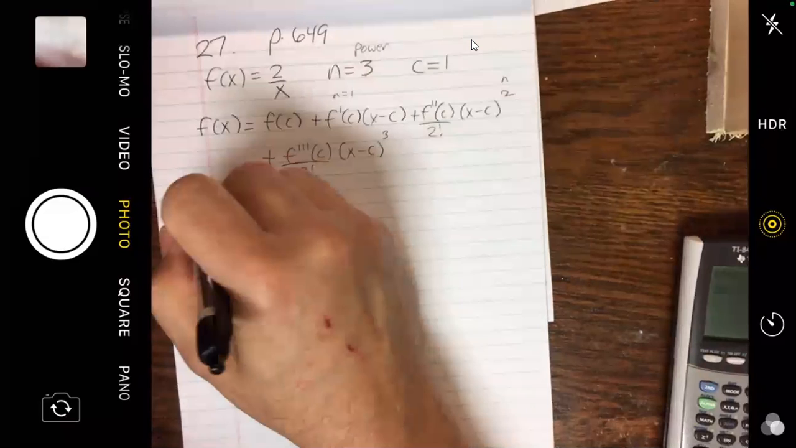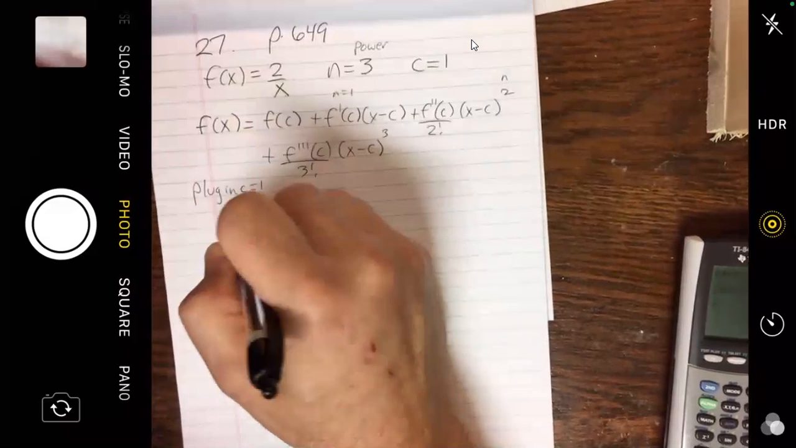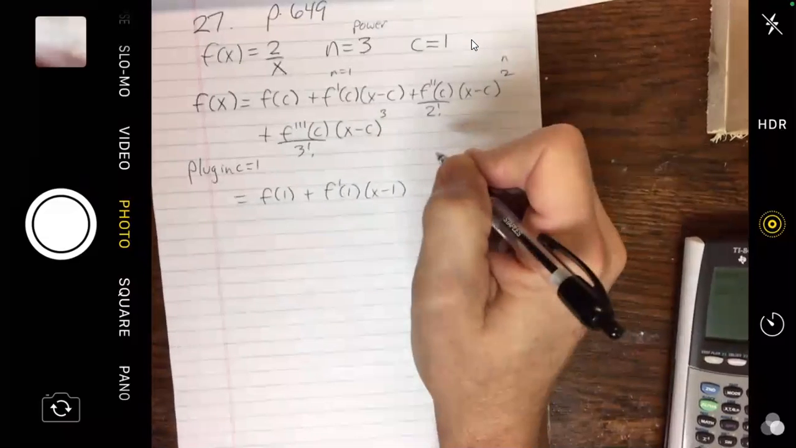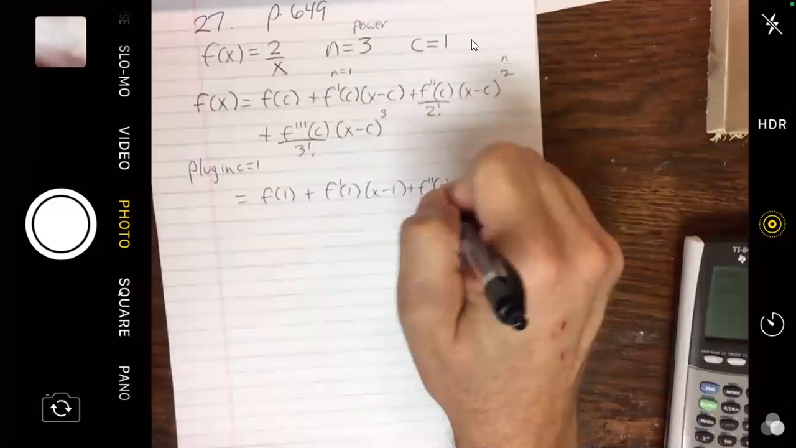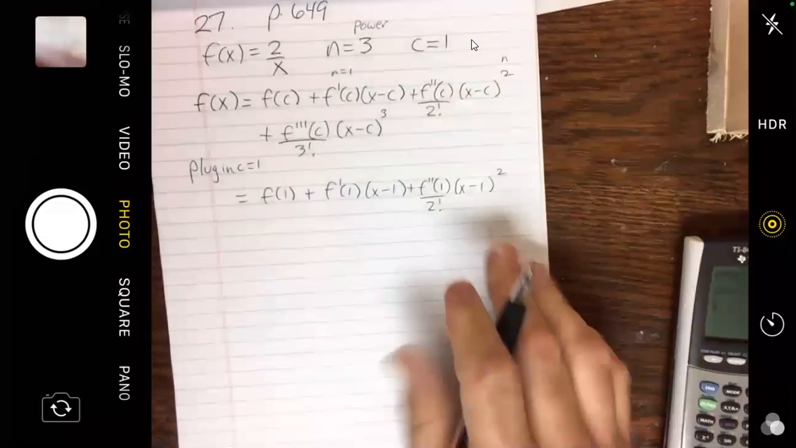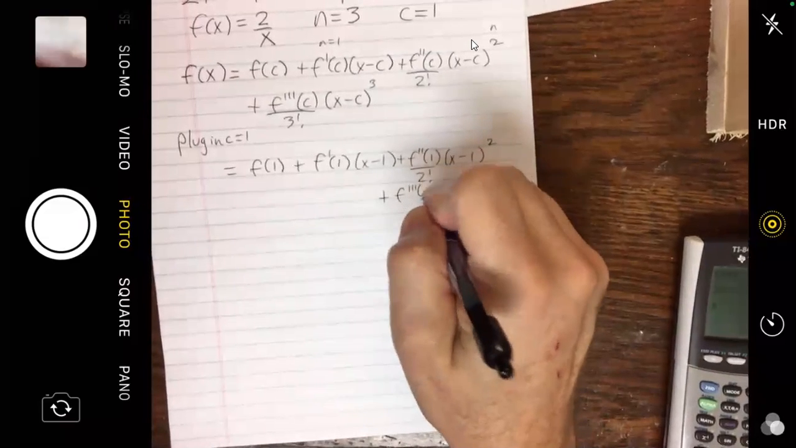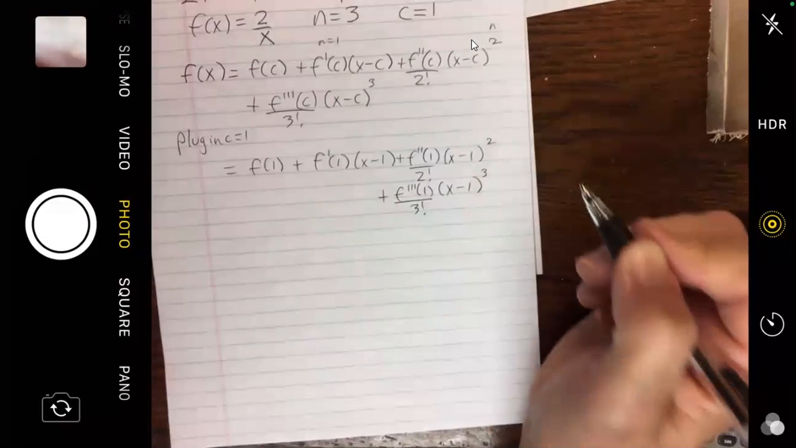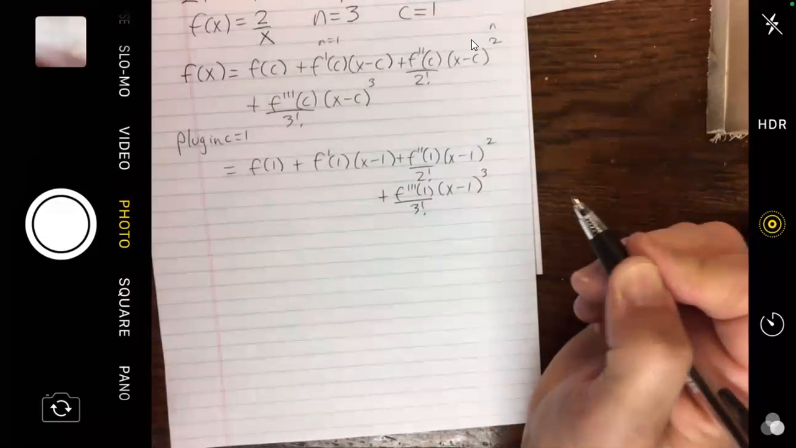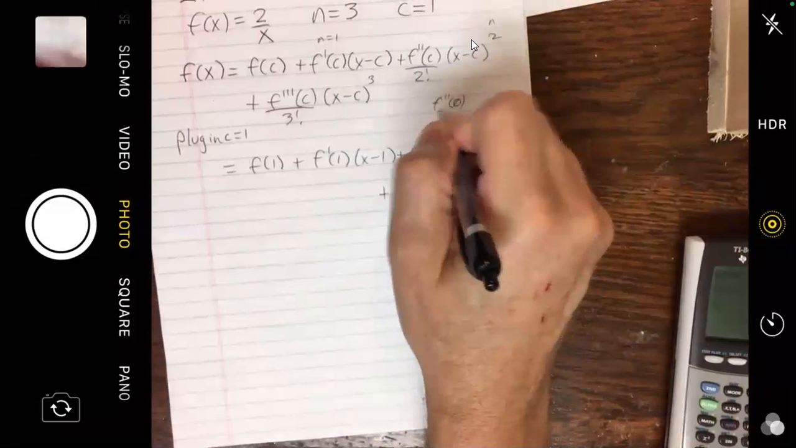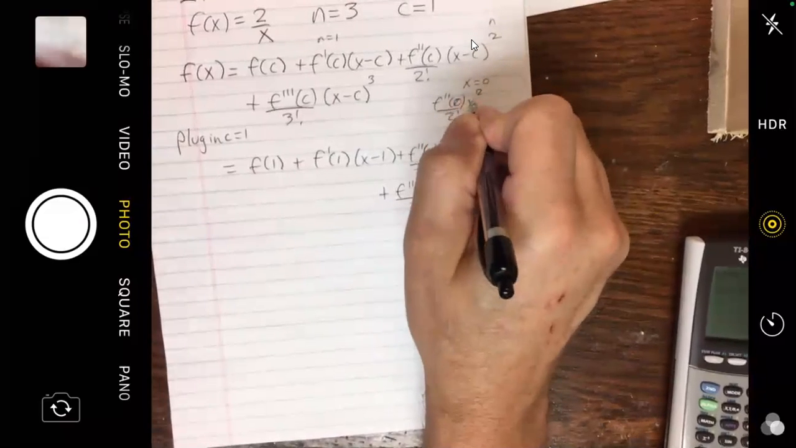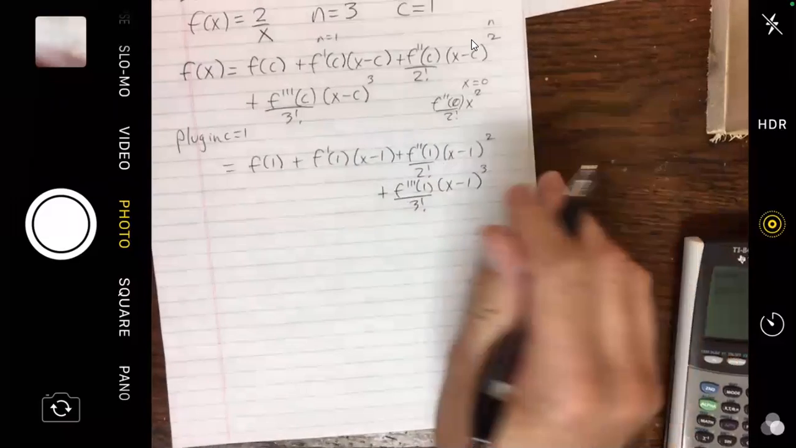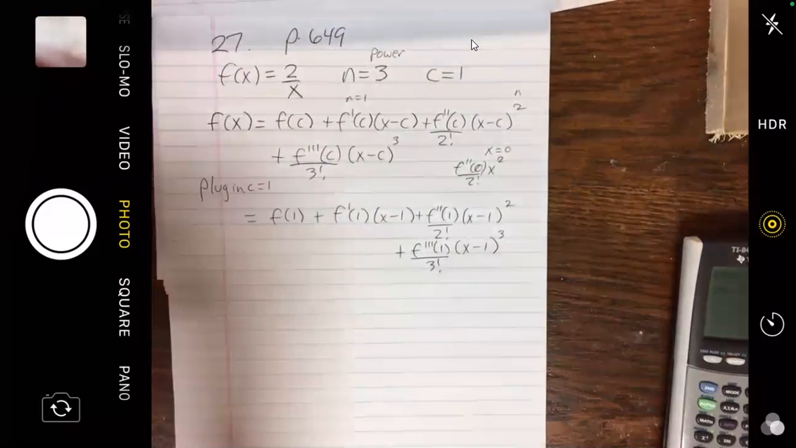If you want to go ahead and plug in c equals 1, this is going to be f of 1, f prime of 1, x minus 1, f double prime of 1 over 2 factorial, x minus 1 squared, plus f triple prime of 1 over 3 factorial, x minus 1 cubed. What you're centered around is the x value that makes these 0. On a Maclaurin, with f double prime of 0 over 2 factorial x squared, x equals 0 makes this 0, so you're centered around 0. Here you're centered around 1, because 1 minus 1 makes these 0. Any questions so far?